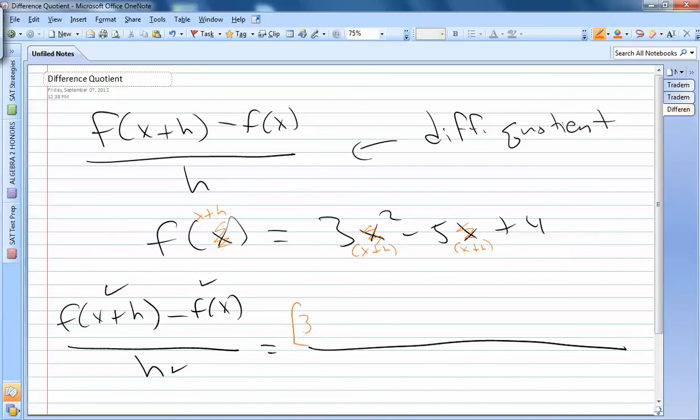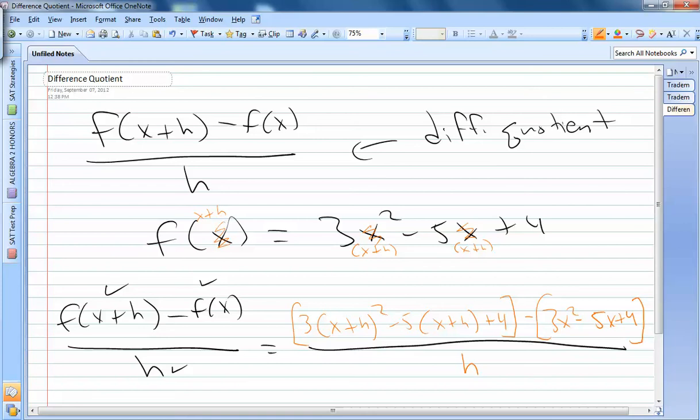So when I work this out, I'm going to have 3 parentheses x plus h squared minus 5 parentheses x plus h plus 4. And I'm going to put a bracket around it just to protect f of x plus h. So all that I just wrote in orange is f of x plus h. I took the function f of x, 3x squared minus 5x plus 4, and replaced x with x plus h. F of x is what it is, 3x squared minus 5x plus 4. So I'm going to write that down as well, and again protect it in brackets. And at the bottom, I'm just going to have h.